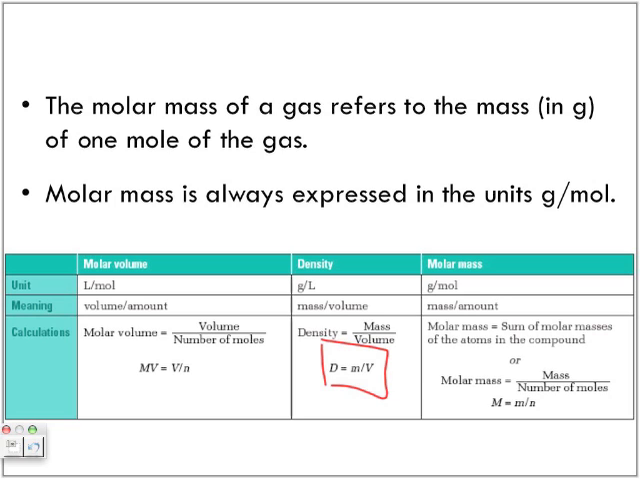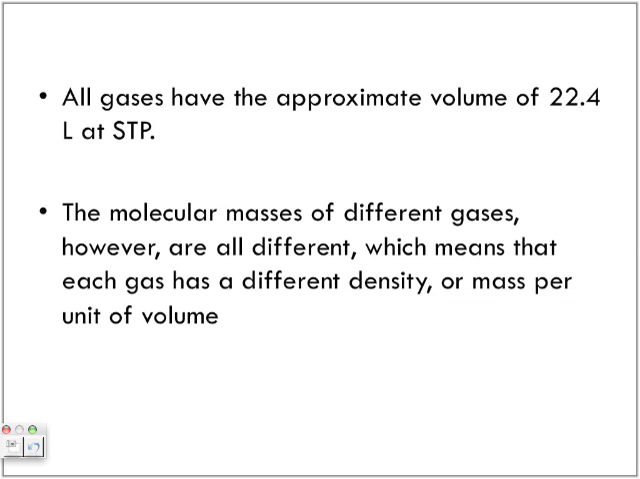Just a few things to keep in mind when going through the sample problems we're going to be looking at today. All gases have the approximate volume of 22.4 liters at STP. So if you're looking at a gas at STP and it hasn't given you volume, but you're given another unknown that you need to find, keep in mind that the hint is STP. That's your volume, so your volume will most likely be 22.4 liters.